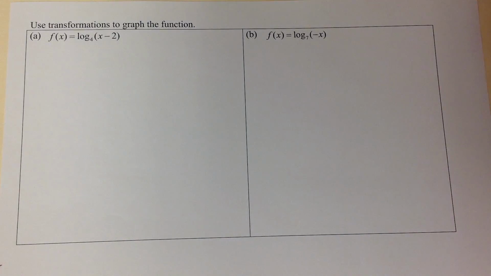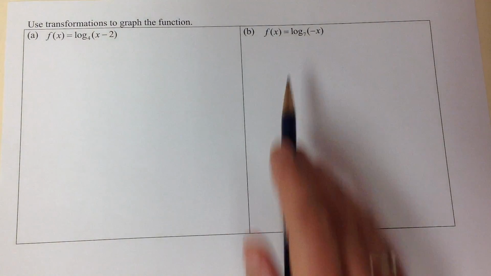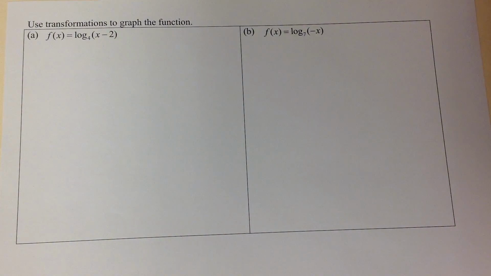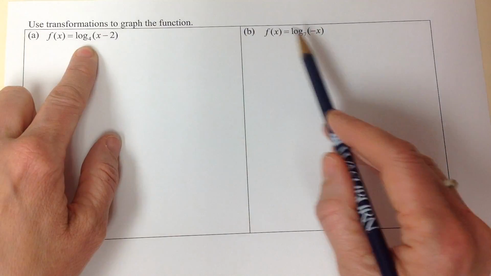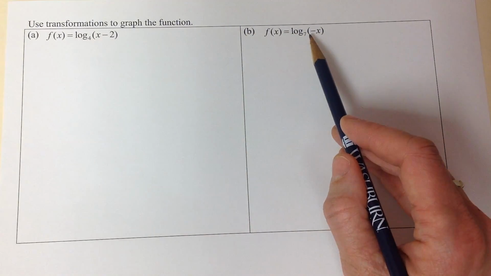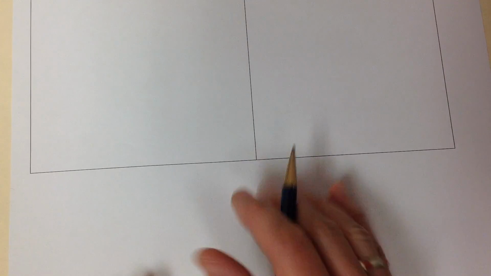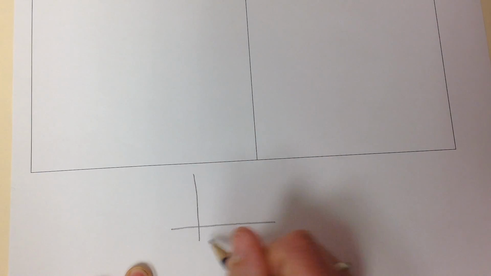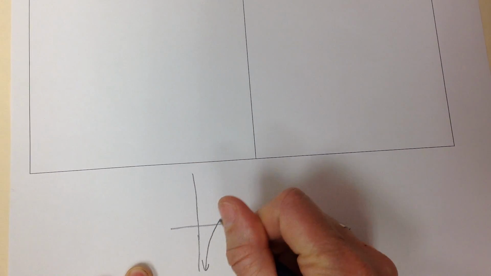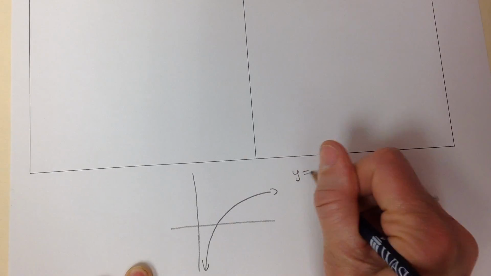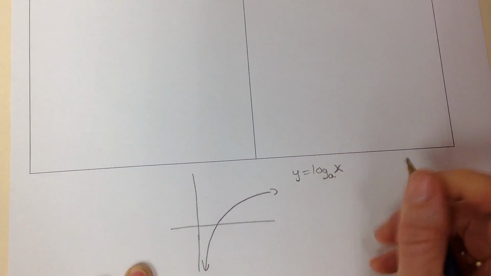We want to use transformations to graph our functions, and for both a and b we have a logarithm. Now this one is log base 4, the second is log base 7. Remember, the general shape for a logarithm graph looks like this. So this is y equals the log base a of x.